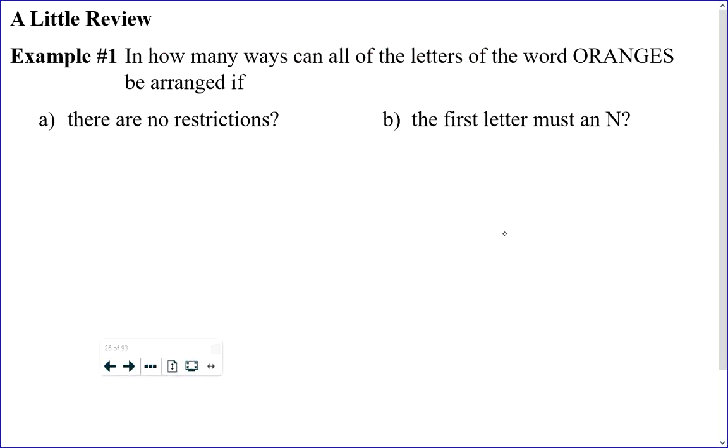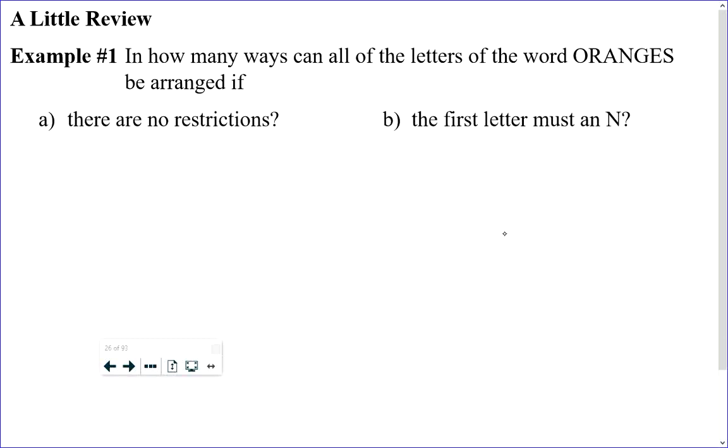So we're going to do a little review first just to warm up our brains. And this is good because most of the questions that were asked when we went over Friday's stuff had nothing to do with permutations, most of them. In how many ways can all of the letters of the word oranges be arranged if there are no restrictions? This is like stealing candy from a tired baby. Unless I'm mistaken, there are 7 letters in oranges. Is that right? Did I count correctly?